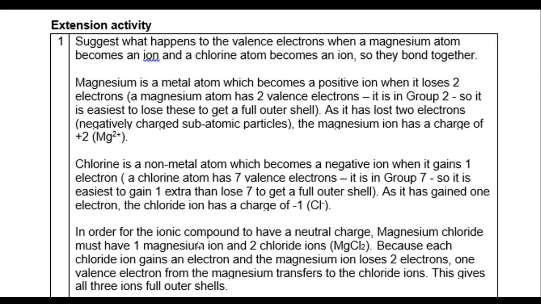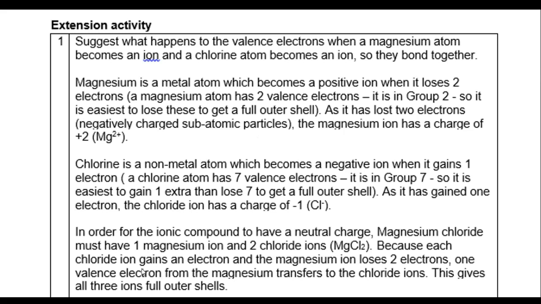Now, in order for the ionic compound to have a neutral charge, think about it. The magnesium ion has a +2 charge, and we've just been having a look at formulas and trying to make sure that the compound is neutral. Because we have a +2 charge and only a -1 charge, we must have 2 chloride ions to make up that neutral charge, because it needs the same amount of positive and negative charge.